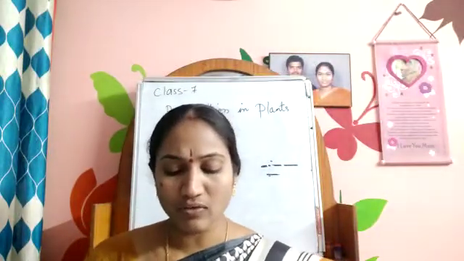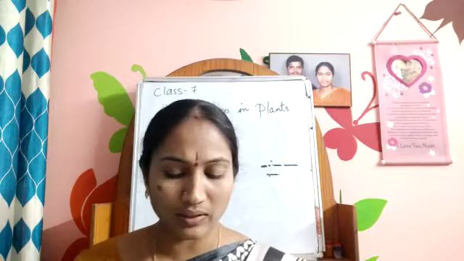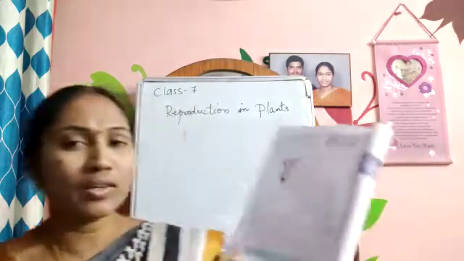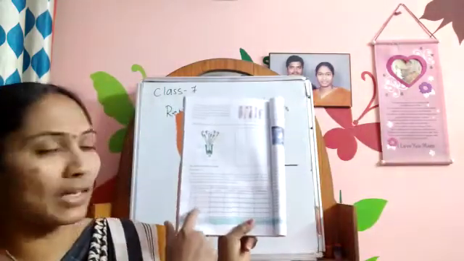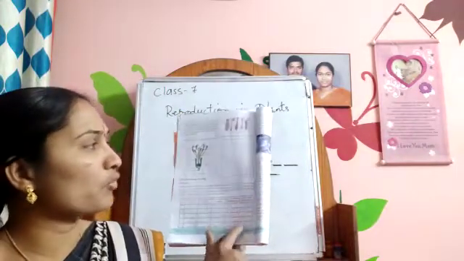Collect as many flowers from your surroundings as you can. See that you have at least a type of a melon or gourd flower as well. Now observe different parts in each flower. Record your observation in the table given below. So here they are asking to fill up this table: name of the flower, number of sepals, number of petals, number of stamens and number of pistils.